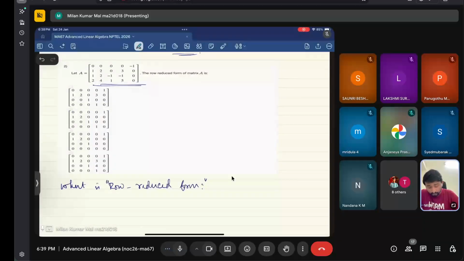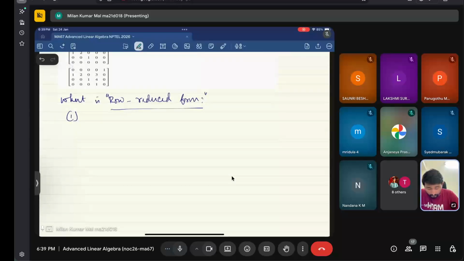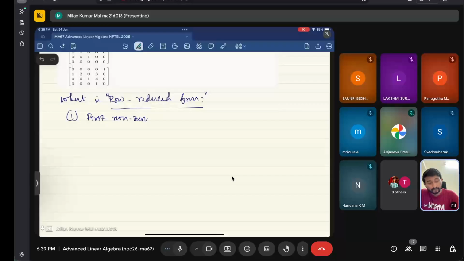First of all, the first non-zero entry of a row is 1. That is called the leading term, called the leading entry. Okay, this is the first thing.